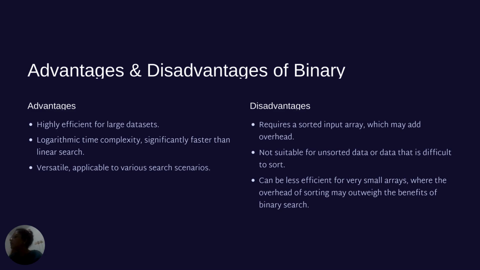There are advantages and disadvantages in using binary search. The advantages are: highly efficient for large datasets, algorithmic time complexity significantly faster than linear search, and versatile, applicable to various search scenarios. Disadvantages: it requires a sorted input array, which may add overhead, it is not suitable for unsorted data and data that is difficult to sort, and it can be less efficient for very small arrays where the overhead of sorting may outweigh the benefit of binary search.